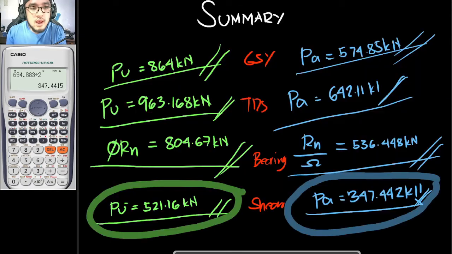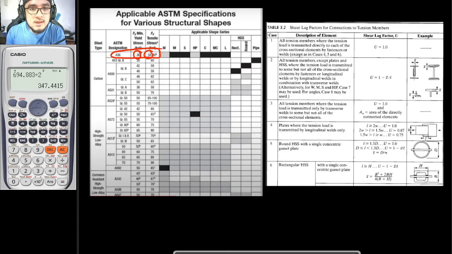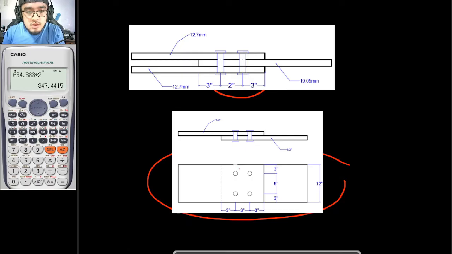So meaning that if you would be solving for your shear area here, instead of multiplying it by times 4, magiging times 8 na siya. So why is that the case? Kasi dito, meron nga tayong 4 na bolts, but for every bolt that you have, you would be having 2 shear areas. Okay, any questions, guys? None, sir. Okay, very good.